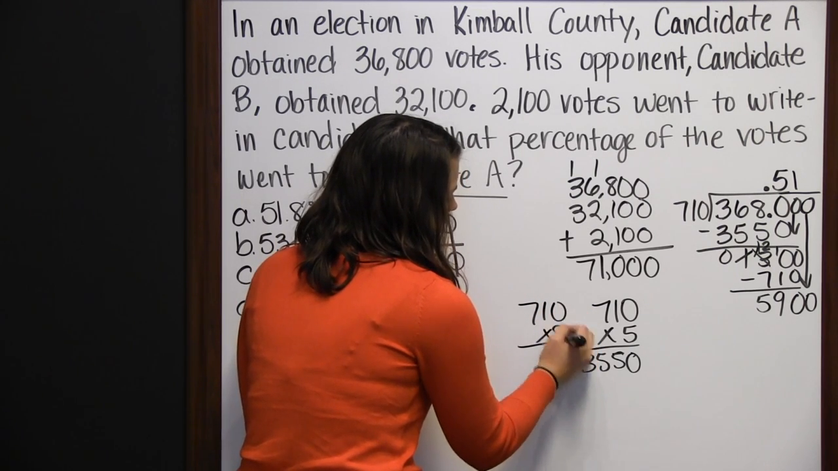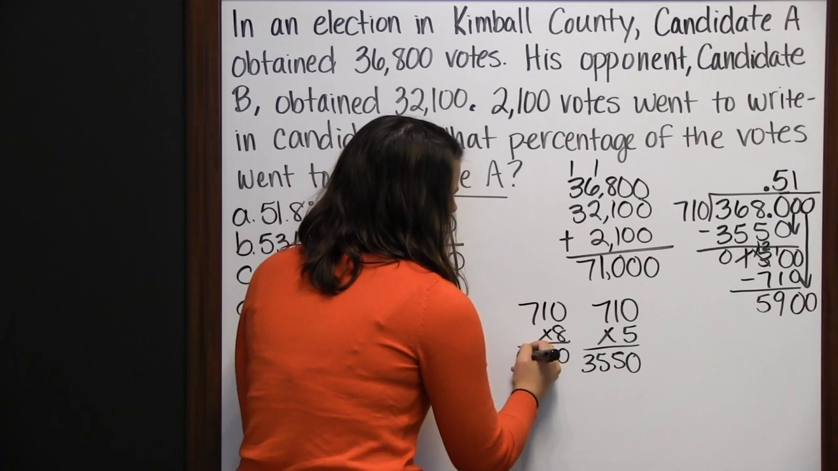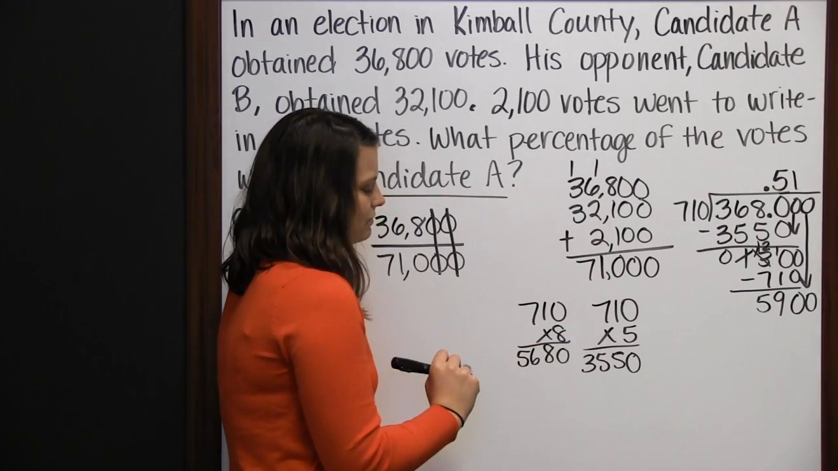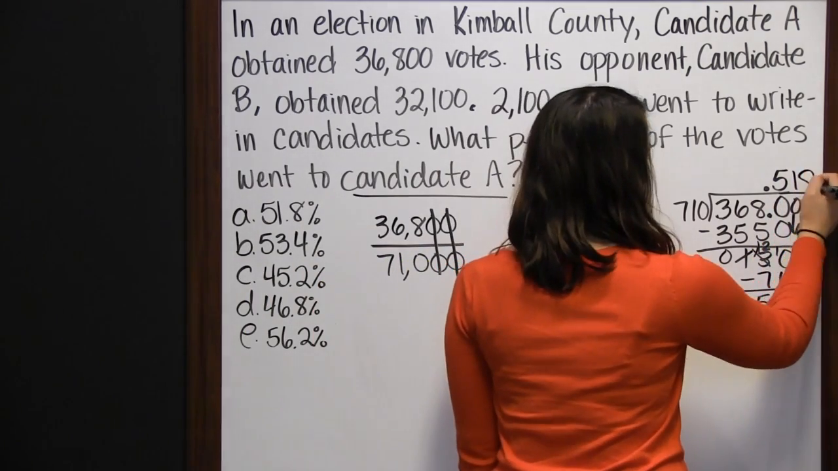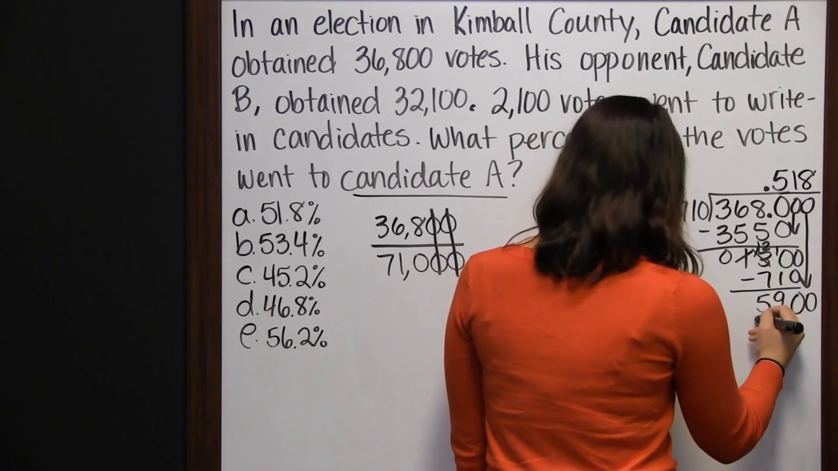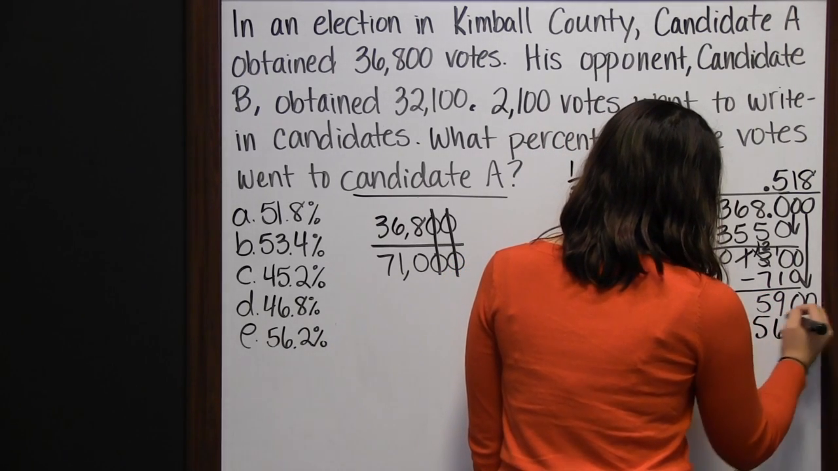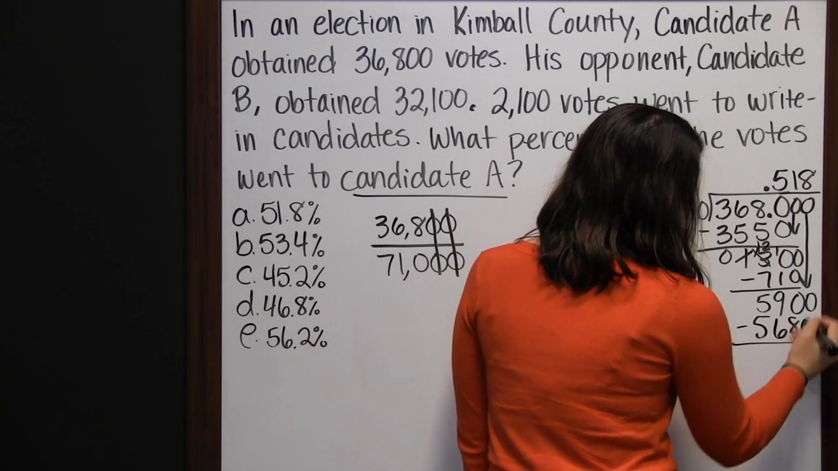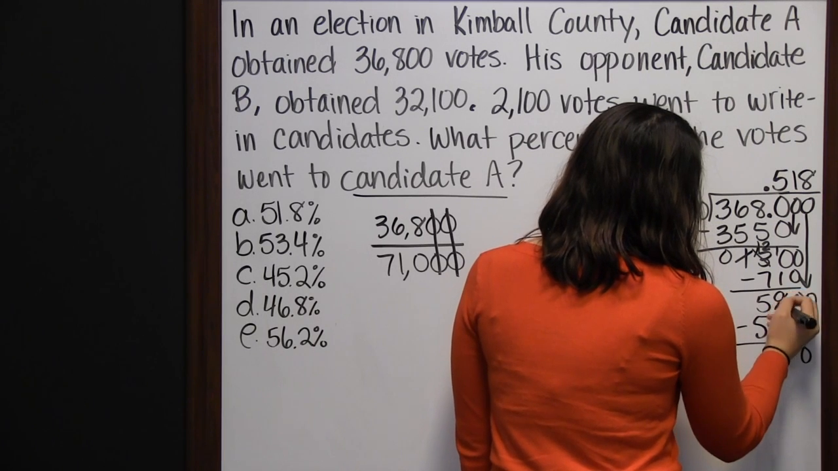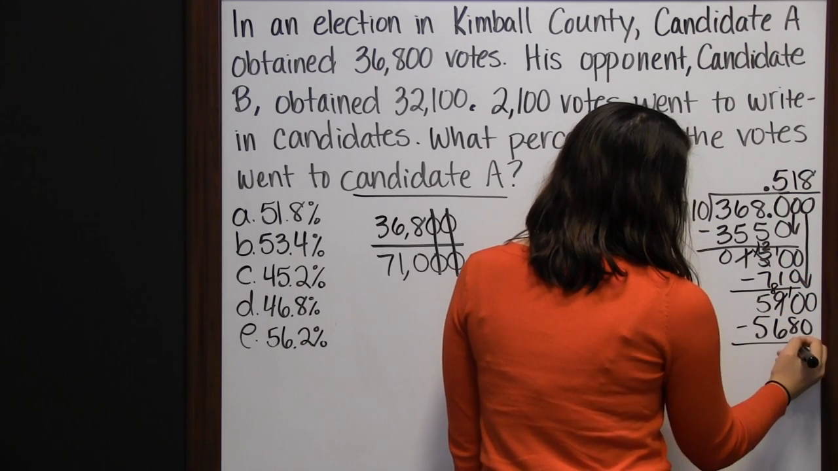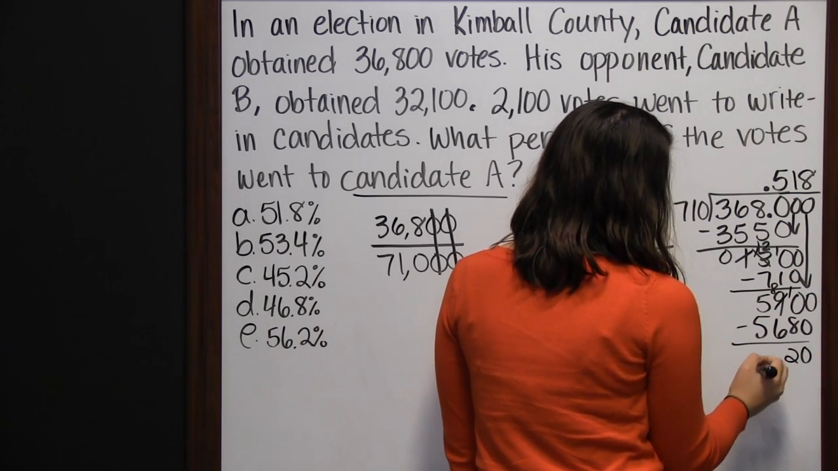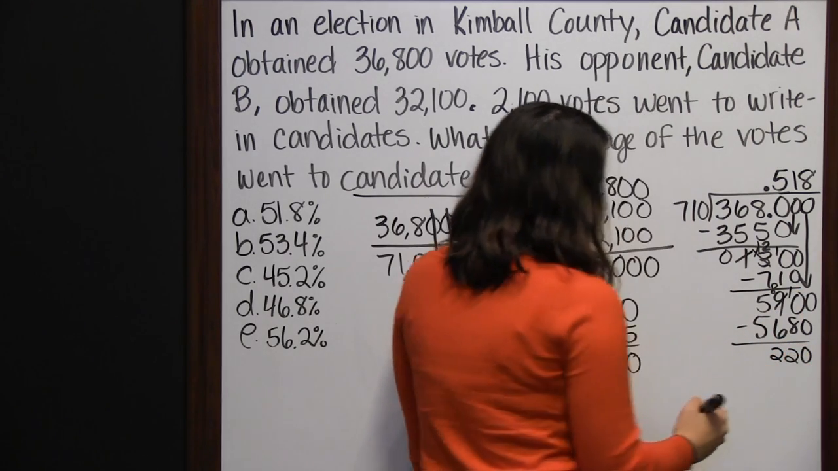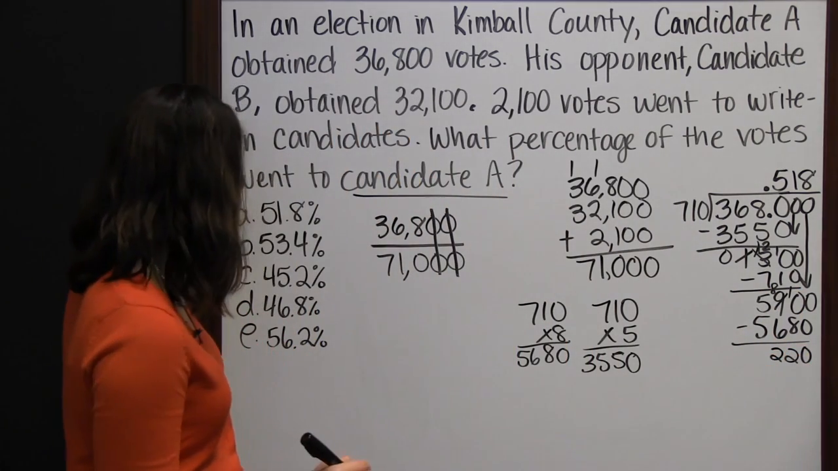So that's 0, and that's 8, and that's 56. So yes, that's very close, so that's 8. And we have 5,680. We can subtract, and that's 0. Borrow from the 9, that's an 8, so that's 10. 10 minus 8 is 2. 8 minus 6 is 2, so we get 220.